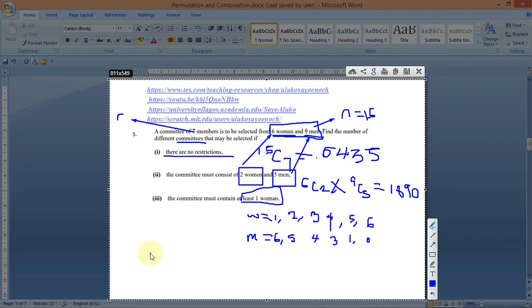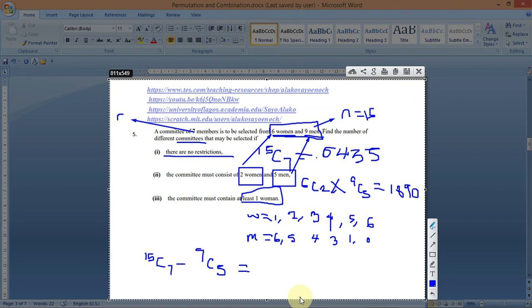I'll do no restriction, which is 15 combination 7, then minus all men. When you take away all men, it's going to give you at least one woman, because at least one woman covers all the other cases. So then minus all men. Now all men will be what? 9 combination 5. Let's do that now, instead of doing this one by one, which is going to waste time.